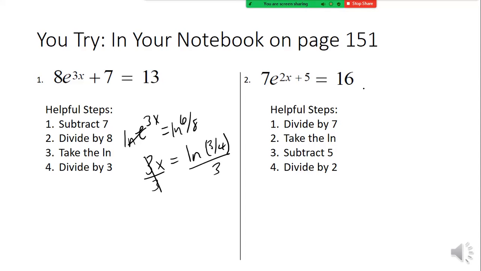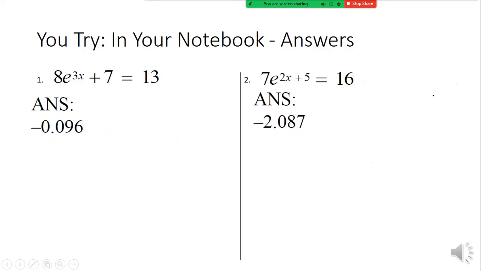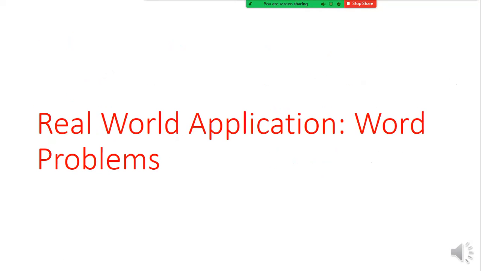On the other side, it says divide by 7. So you divide it by 7. You can't simplify that anymore, so you just leave it as that. Then you should have taken the natural log of e to the 2x plus 5 equals natural log of 16/7. The natural log cancels out, then you're left with 2x plus 5. So then you subtract 5. And then you should have divided by 2, like it said. So that is your exact. Put these in the calculator to get your approximates.